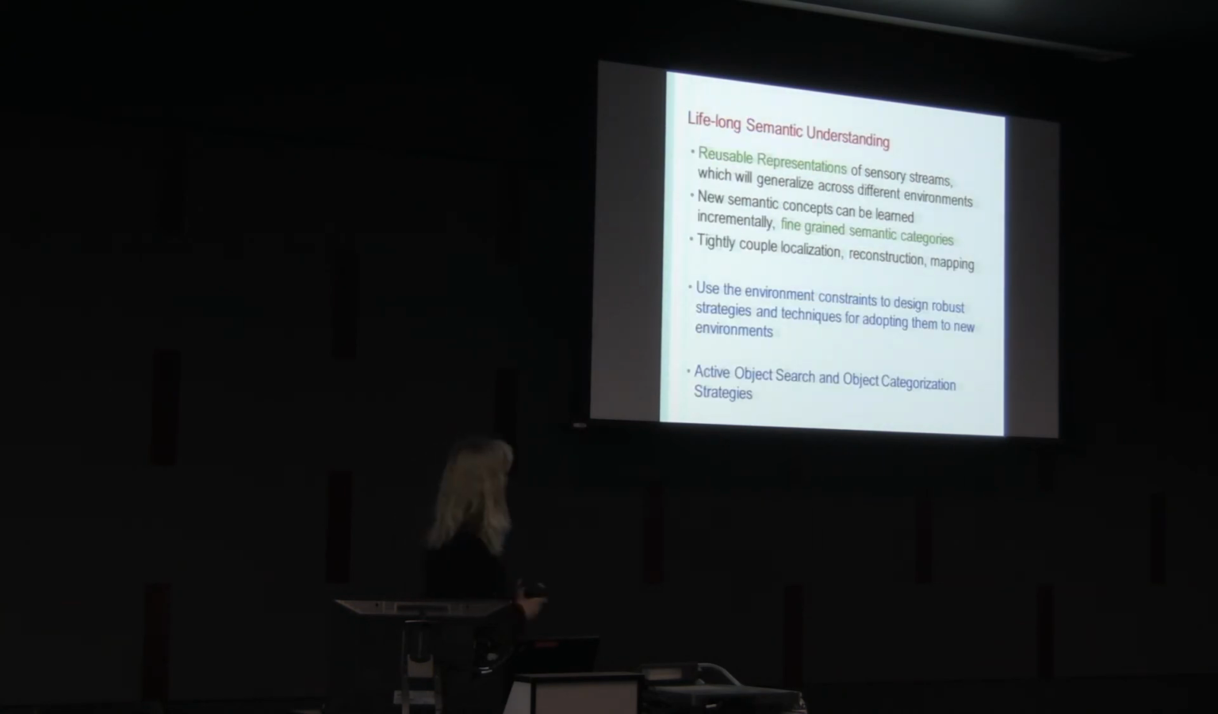We also believe that we should think of techniques which exploit the environment constraints, because in a robotic setting the imagery and data is very different. You have a lot of constraints which you can exploit. And once you exploit these constraints, you need to then learn how to adapt them to slightly different environments, so you don't have to relearn everything from scratch. And I think also thinking about active object search and object categorization strategies can dramatically push the envelope of what is currently the state-of-the-art performance in the existing techniques.